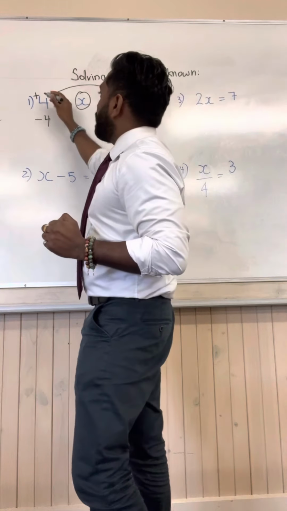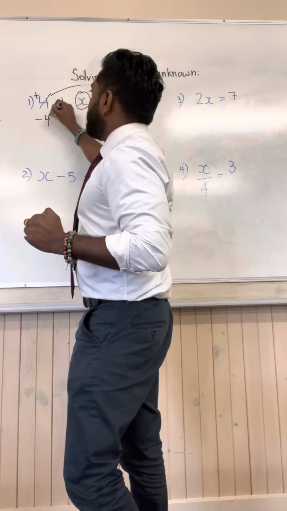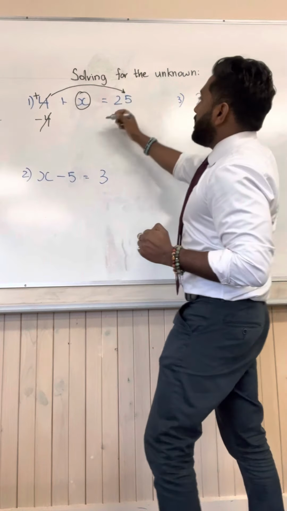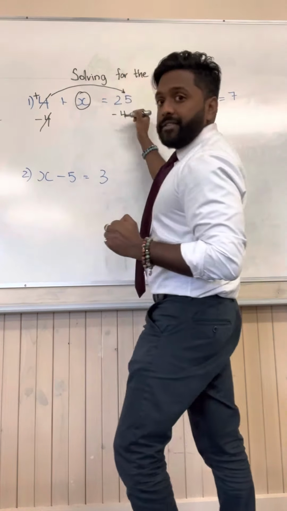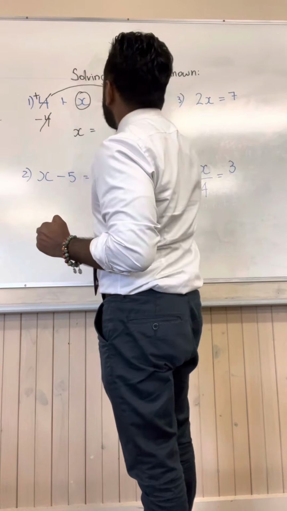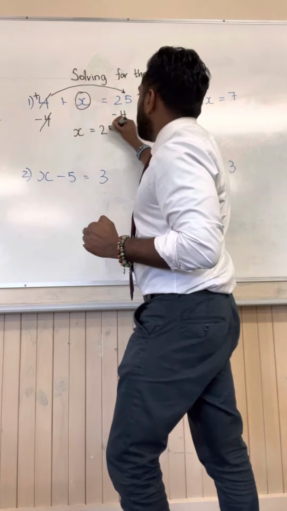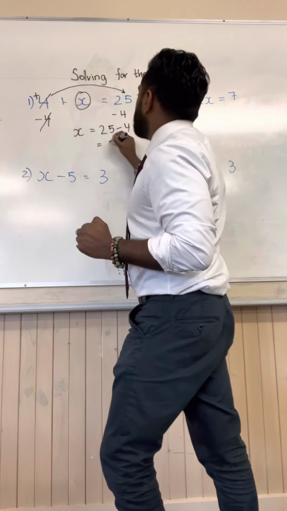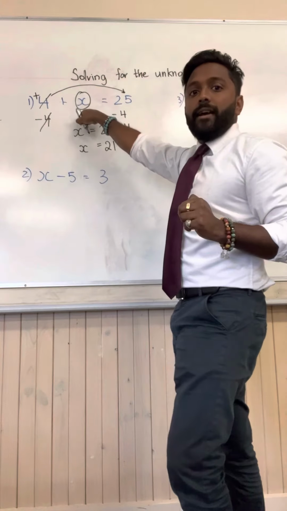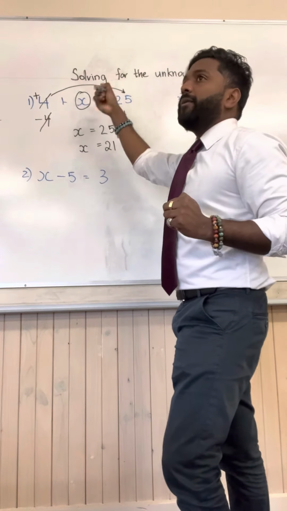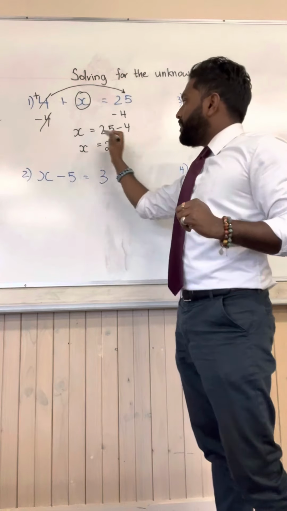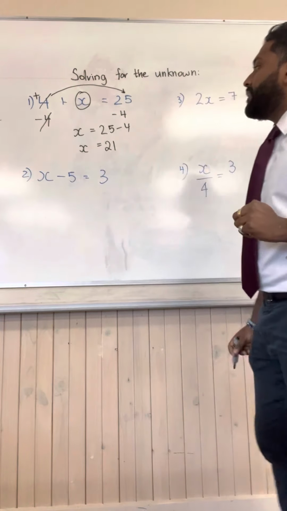So what do you have? Plus 4, minus 4. These cancel out on the left-hand side. Now the right-hand side, what you have is 25 take away 4. So now you have x is equal to 25 take away 4, which is equal to 21. I know a lot of people just know that x plus 4, we know that x is 21 just by looking at it. But this is how you solve it algebraically, okay?